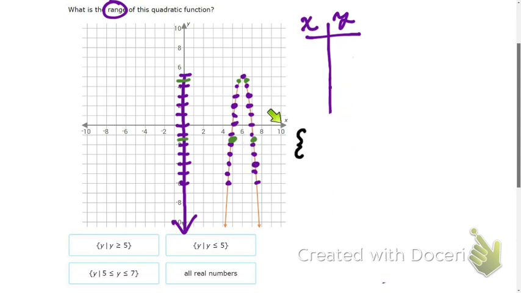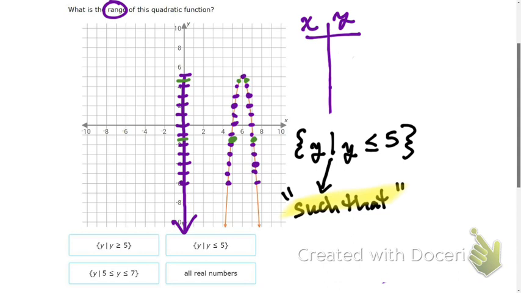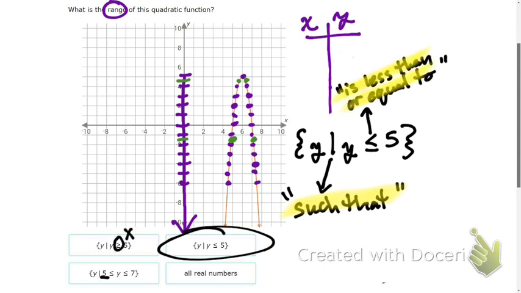We're just going to write set builder notation, so it kind of looks like this. We say the range is y, such that y is less than or equal to 5. We're saying less than or equal to 5 because the graph opens downward. Just as a reminder, when you read this symbol right here, you say is less than or equal to. So this would be our answer right here.